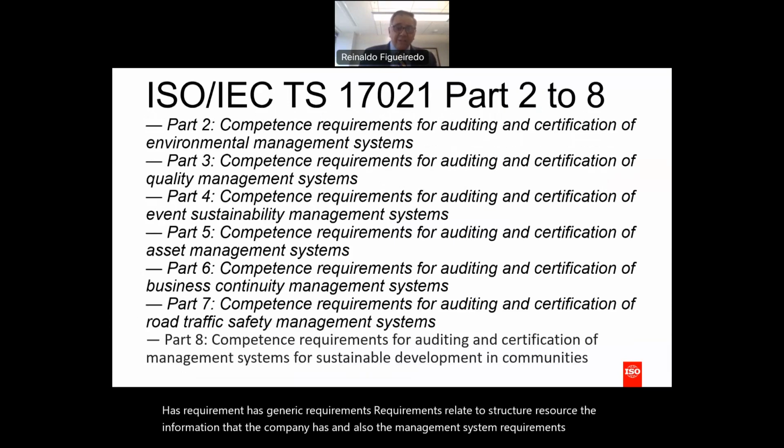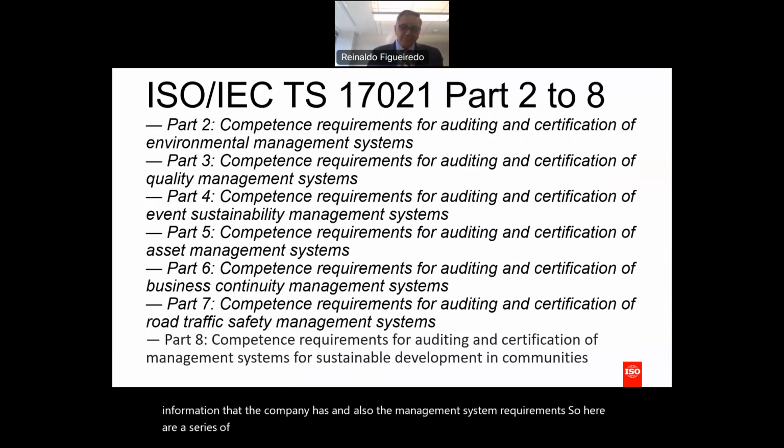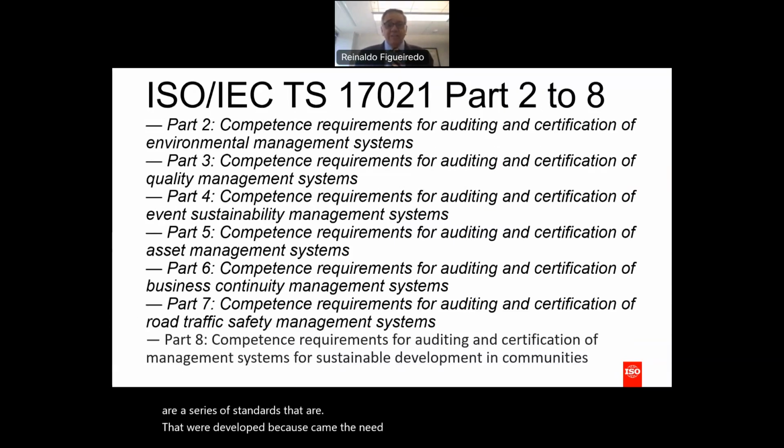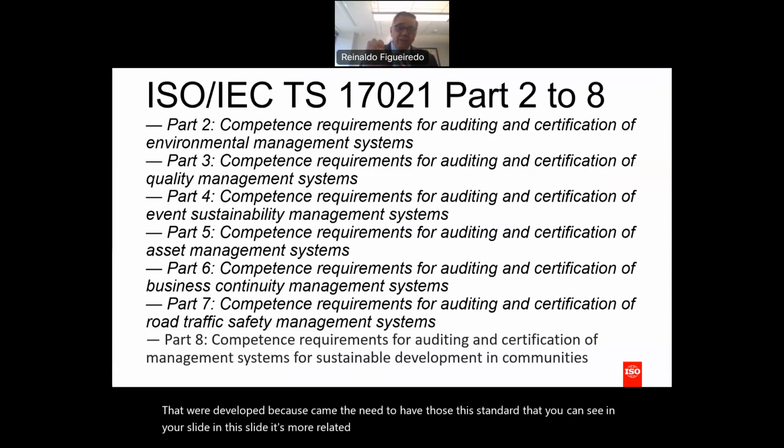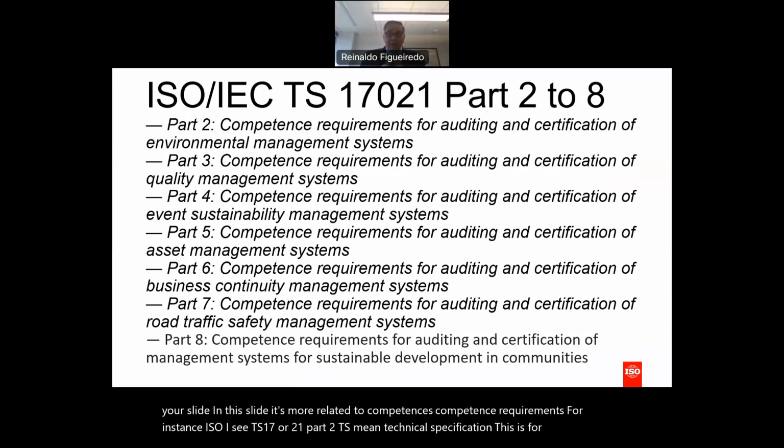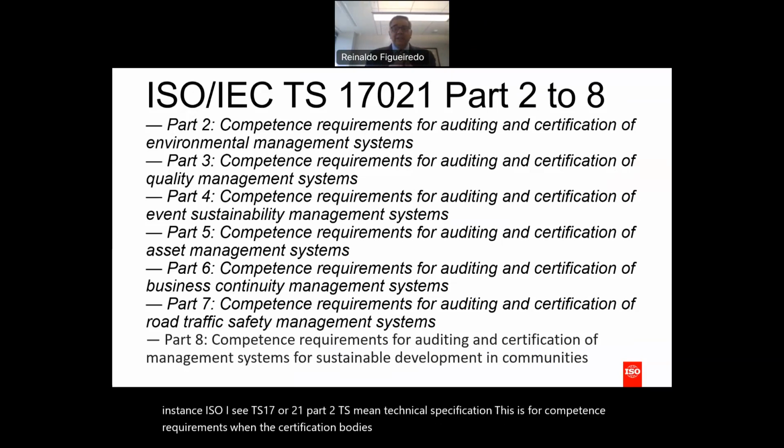So here are a series of standards that were developed because the need came to have this standard that you can see in your slide, which is more related to competence requirements. For instance, ISO/IEC TS 17021 Part 2. TS means technical specification. This is for competence requirements when the certification body is auditing and certifying environmental management systems. And then you can see there are a series of other standards there.